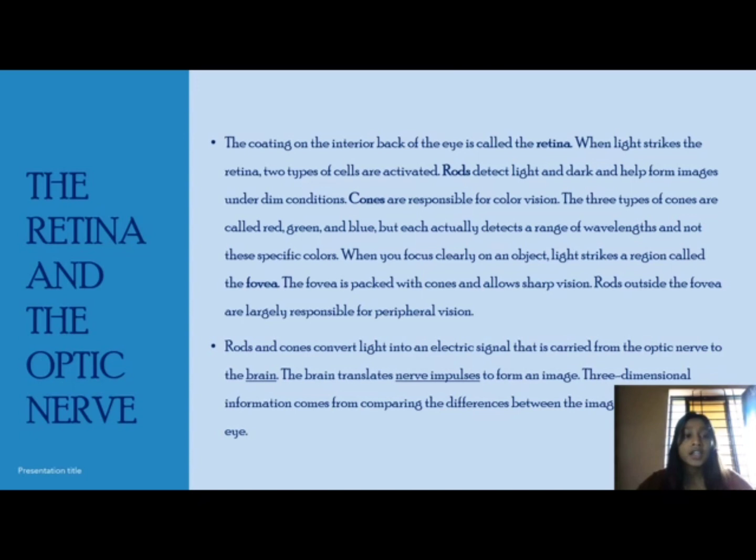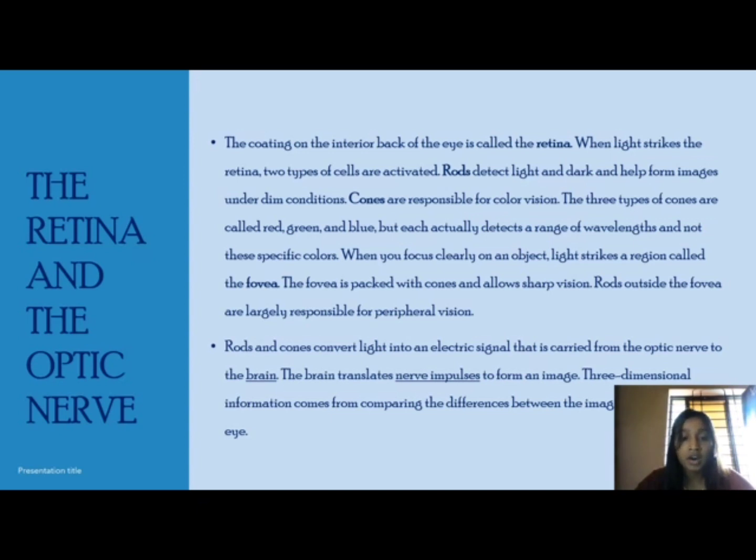Going on to the retina and then the optic nerve. The coating of the interior back of an eye is called the retina. When light strikes the retina, two types of cells are activated. Rods detect light and dark and help form images under dim conditions. Cones are responsible for color vision. There are 3 types of cones, called red, green, and blue, but each detects a range of wavelengths and not this specific color. When you focus clearly on an object, the light strikes a region called the fovea. The fovea is packed with cones and allows sharp vision. Rods outside the fovea are largely responsible for peripheral vision.